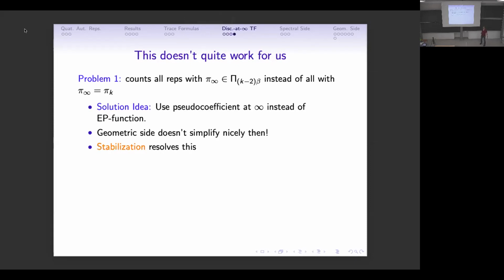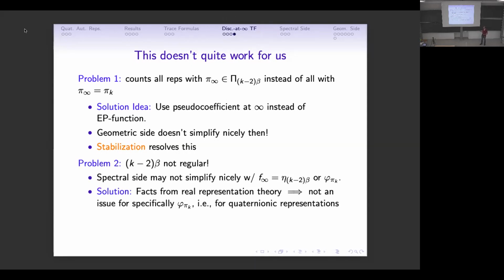So the first problem is this trace formula. It'll count all representations with the infinite component inside the entire L-packet instead of the infinite component exactly equal to the quaternionic representation. So the solution is that we want to plug in a pseudo coefficient at infinity instead of an Euler-Poincaré function, because a pseudo coefficient picks out a specific discrete series, while the Euler-Poincaré function picks out the entire packet. But the problem then is that Arthur's work for simplifying the geometric side doesn't really apply anymore. So the geometric side doesn't simplify nicely then. But it turns out that you can use some techniques of stabilization to resolve this issue.